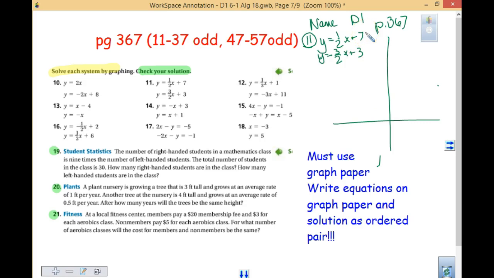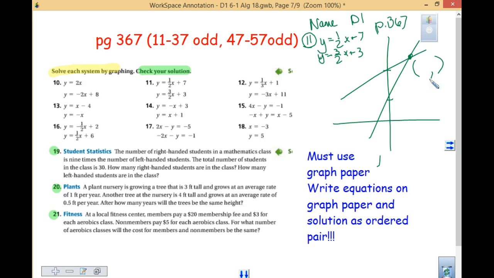You are then going to go to those points, the 3 and the 7. You're going to graph your 2 lines, and you're going to tell me the point of intersection. So your 2 lines in this case are going to cross. You're going to tell me where that point is, okay? That's what I need to see on the graph paper when you do your assignment, okay?